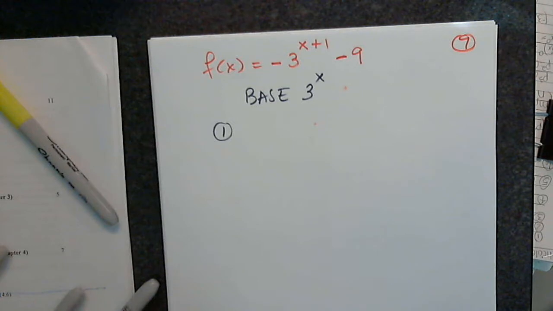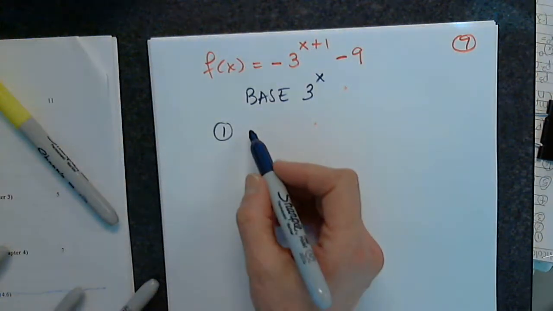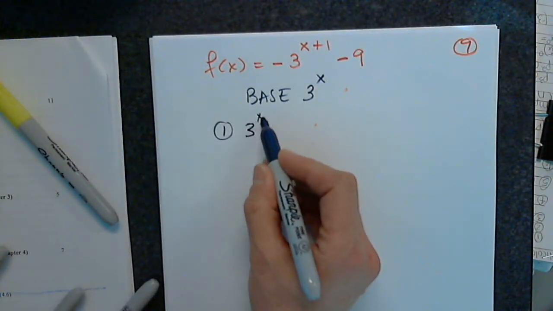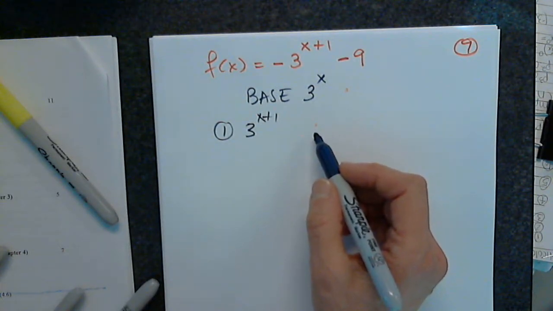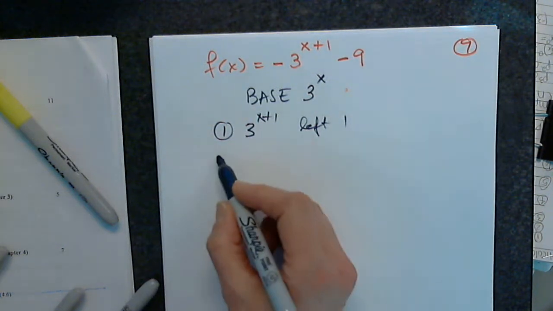So, first transformation in order of operations. x plus 1. Yes, 3 raised to x plus 1, which is a shift where? To the left 1. Very good.